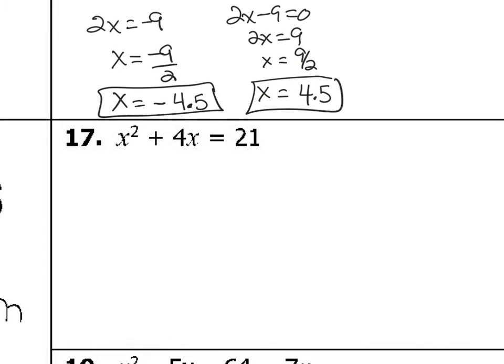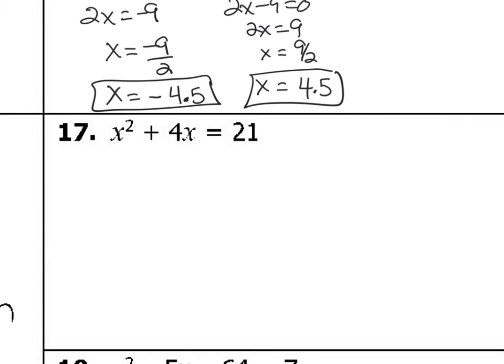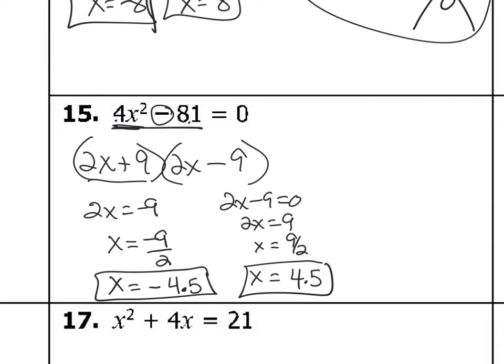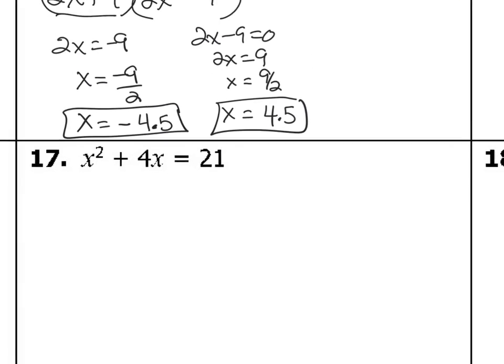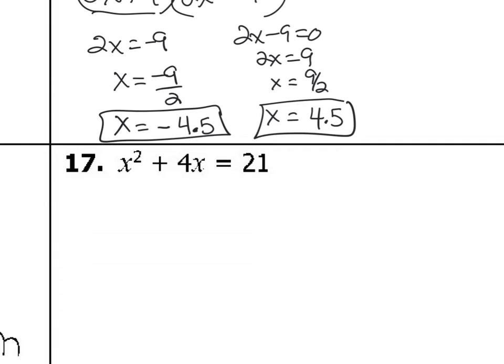All right, let's look at 17. What's different about 17? Well, all of these up here were equal to 0, right? Well, this one's not. So before we can factor, we need it equal to 0. So if I want to make this 0, I would subtract 21, right? So whatever I do on one side, I do on the other. So now we've got x squared plus 4x minus 21 equals 0.